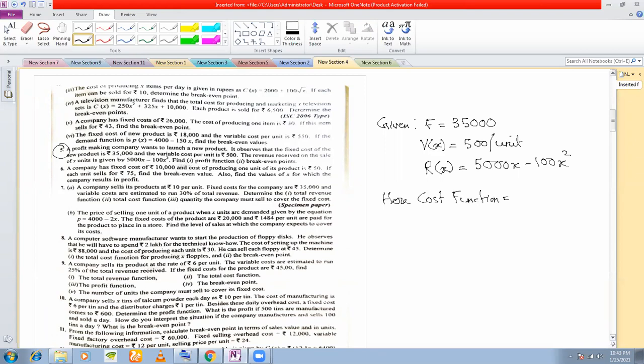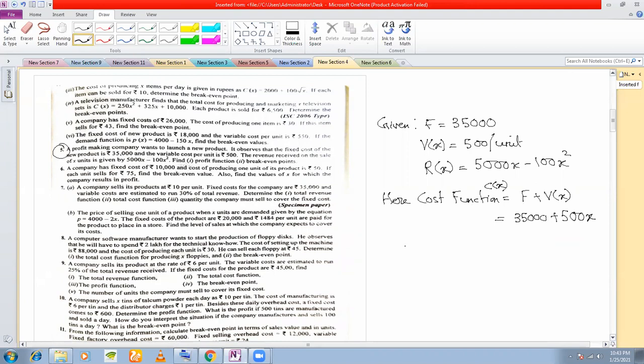Cost function is f plus v of x. Now, what is f? 35,000. This will remain constant, whatever it is. If you are producing x units of a good, your variable cost will be 500x, right? So let's say cost function is c of x.